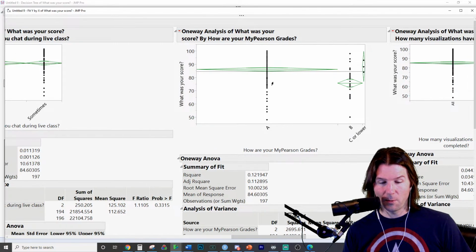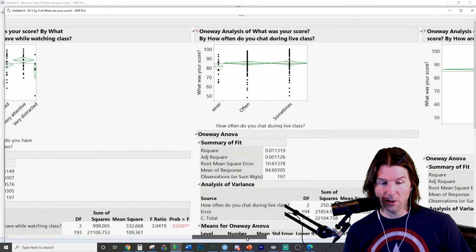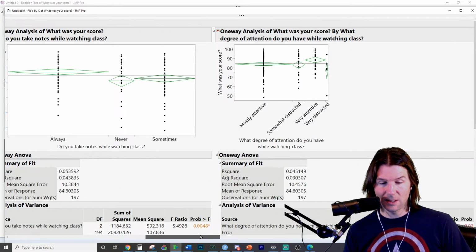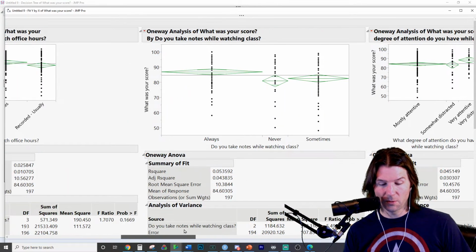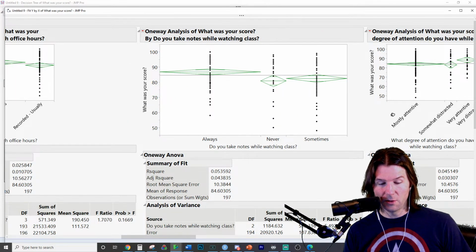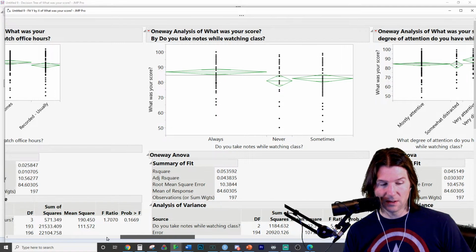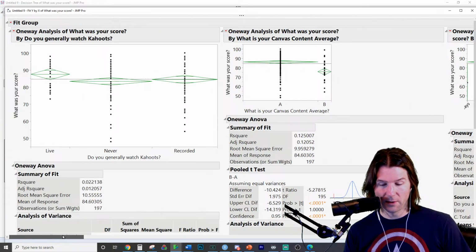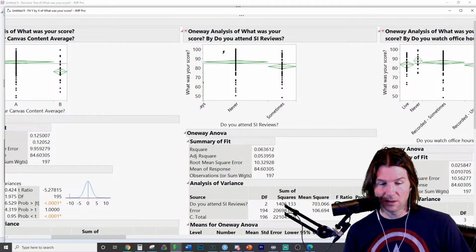What else? What are your My Pearson grades? So doing the My Pearson work, that helped. But the most statistically significant things we saw, this one was really statistically significant, was do you take notes while watching class? That was really statistically significant. And last but not least, we also saw over here, was that statistically significant? Oh, this is statistically significant.